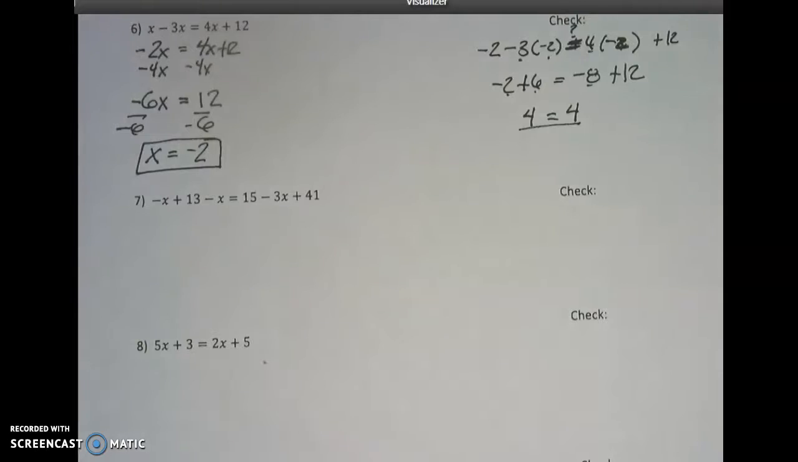All right. So on number 7, what you need to do, I want you to try just doing 2 steps. I want you to combine like terms and see if you can get x to one side, okay?